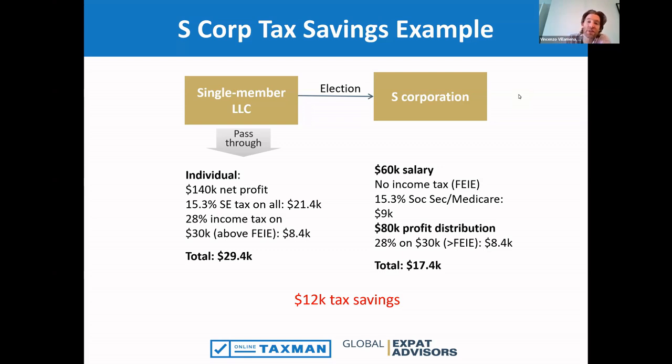So again, it's substantial, and this applies to people who live either in the United States or outside the United States. If you have your own business and you're earning at least like $50,000 to $60,000 net, you should be making an S corp election.